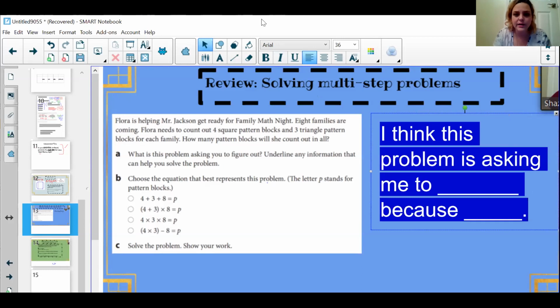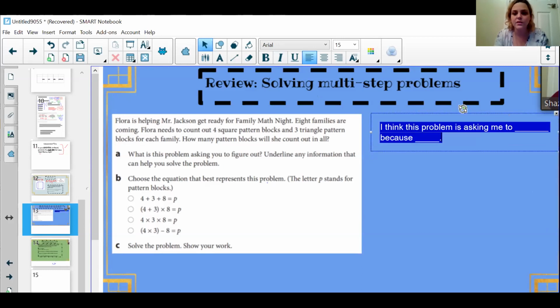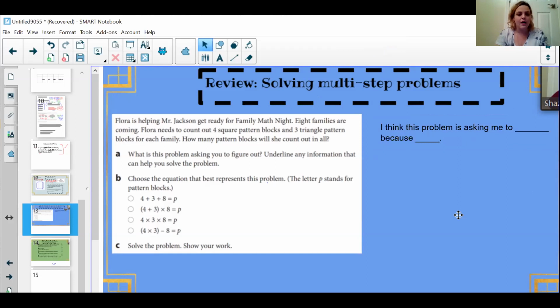I'm gonna make that a little bit smaller, guys, because that is very big. So I think this problem is asking me to because, and then it says choose the equation that best represents this problem. The letter P stands for pattern blocks. Look at your options. Option A says 4 plus 3 plus 8 equals P. Does that equation represent the problem? Second one in parentheses, we have 4 plus 3 times 8 equals P. We have option C, 4 times 3 times 8 equals P, and then option D, 4 times 3 minus 8 equals P. So I'm gonna ask you to pause and try to solve on your own.